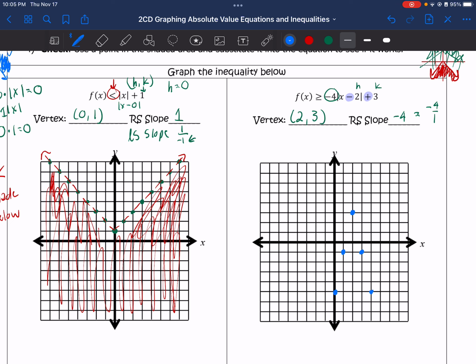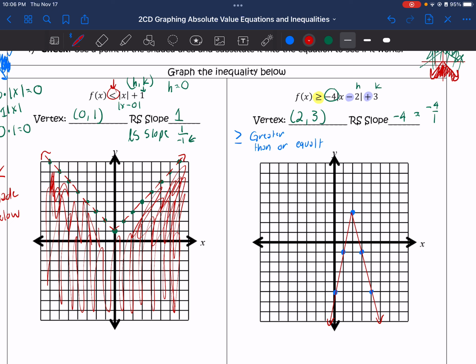Now that we've plotted our points, we're going to look back at our inequality. We have this inequality right here, and we see that it is a greater than. But we don't have just a greater than. We have a greater than or equal to. So we know that our line is going to be solid. So we're going to draw a solid line through our points. Remember, the solid line means that these lines are included in my solution. These lines would be included and would work for our inequality function.